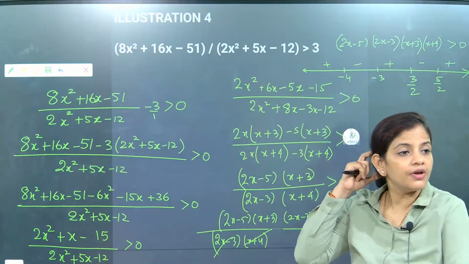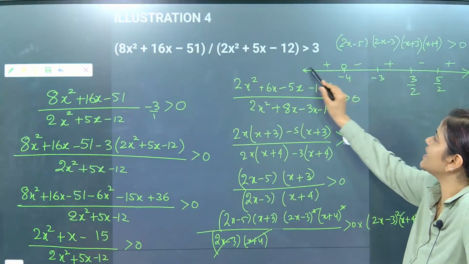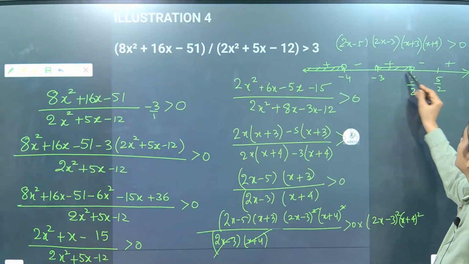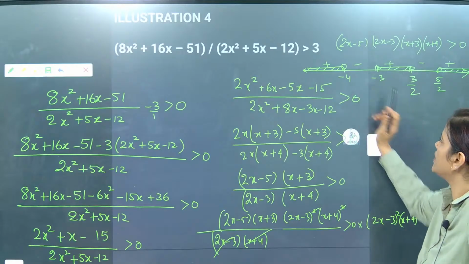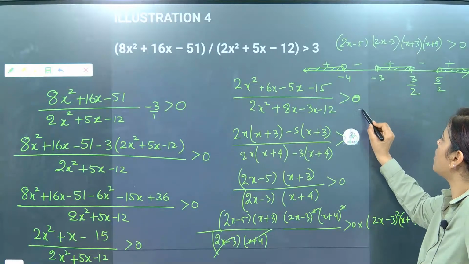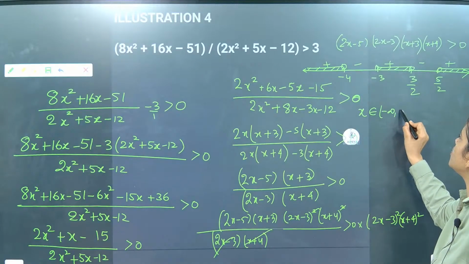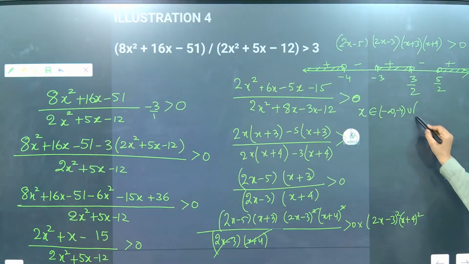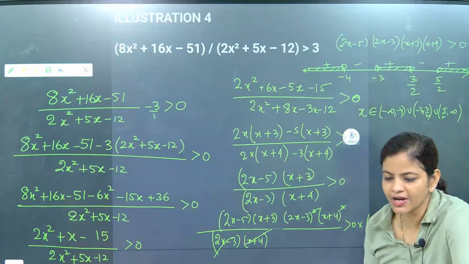Now look here. Since it is greater than 0, we will take all positive values. So we will take this value, and here this positive value, and here this positive value we will take. So x will be belonging to what, beta? What is our final answer? x belongs to minus infinity to minus 4, union minus 3 to 3 by 2, union 5 by 2 to infinity. That's it.